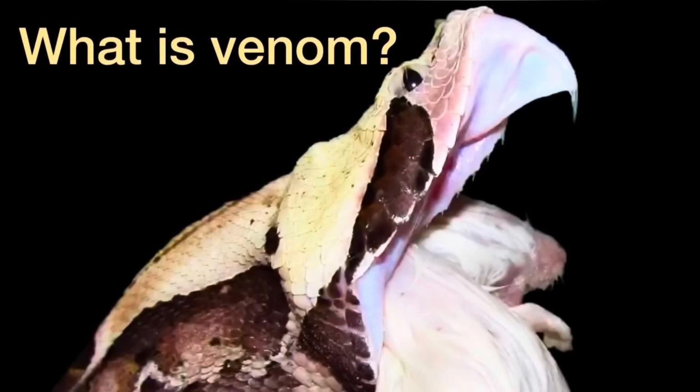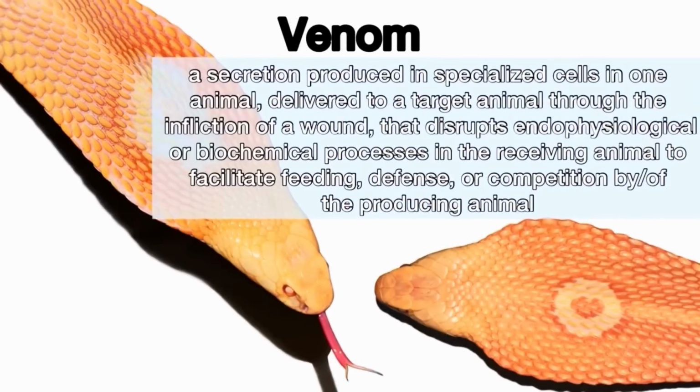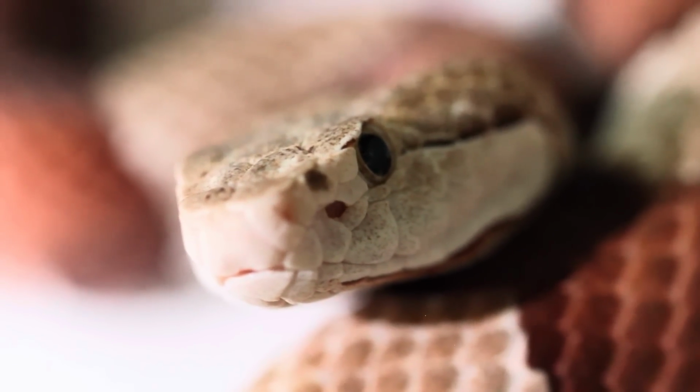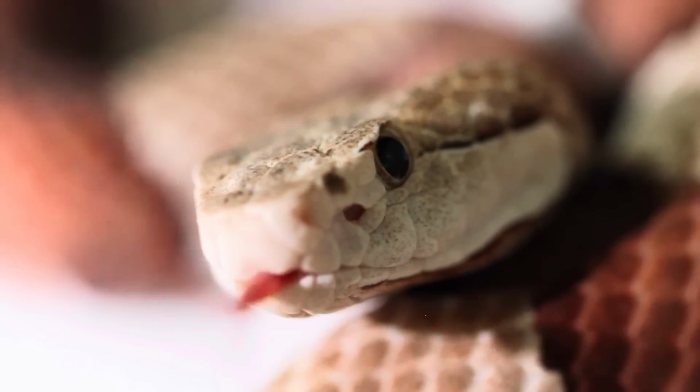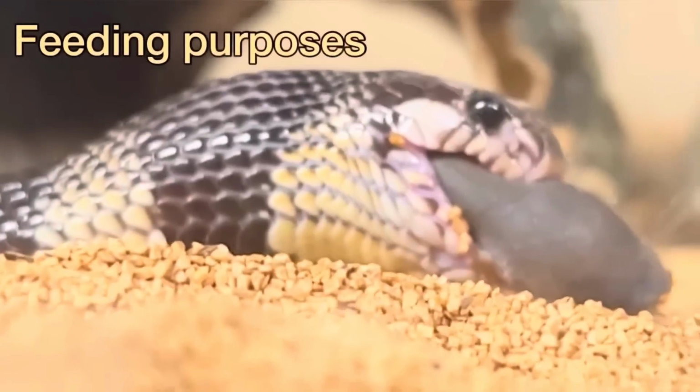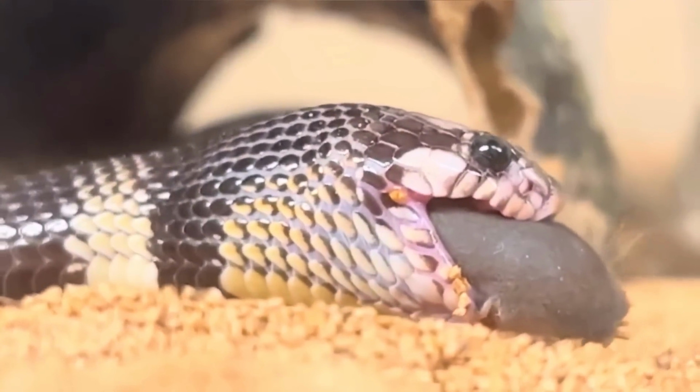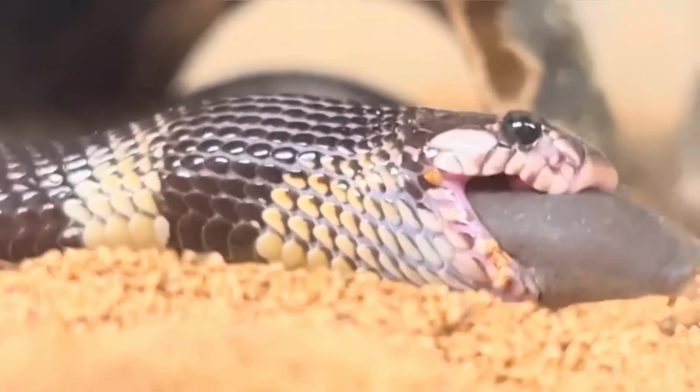So what is venom? The definition of venom is a secretion produced in specialized cells in one animal. It's delivered to a target animal through the infliction of a wound that disrupts endophysiological or biochemical processes in the receiving animal to facilitate feeding, defense, or competition by the producing animal. In simpler terms, it's highly modified saliva produced by one animal that disrupts processes in another animal for feeding, defensive, or competitive purposes. This is achieved by inflicting a wound and injecting venom through a venom apparatus.